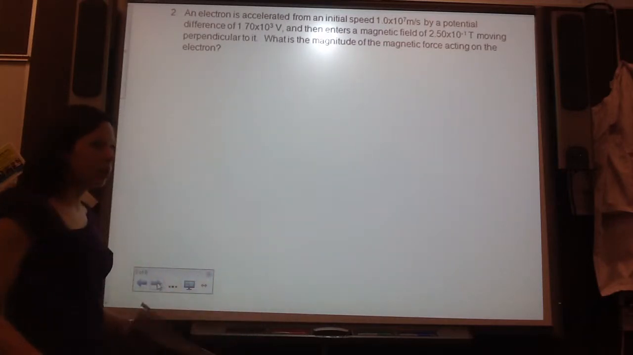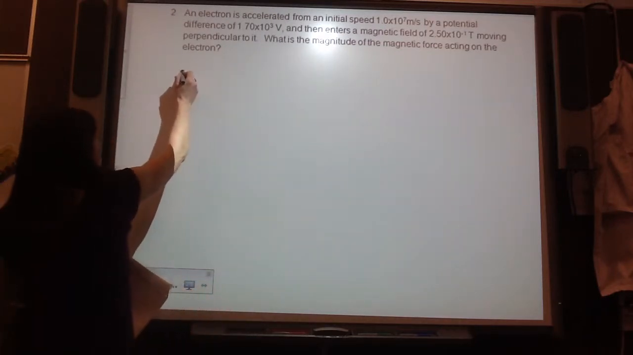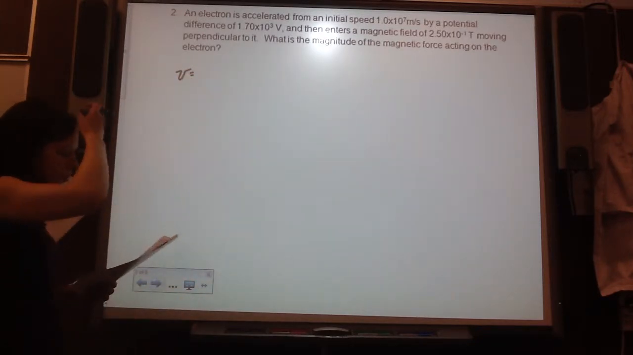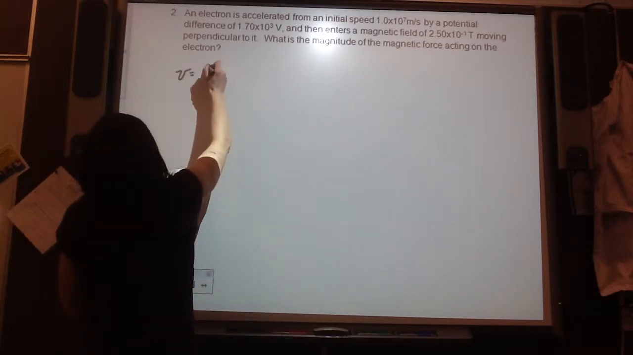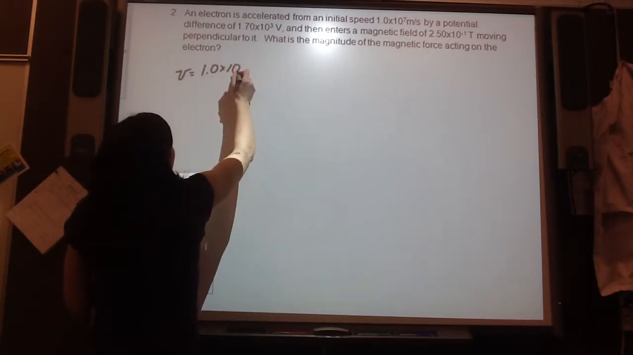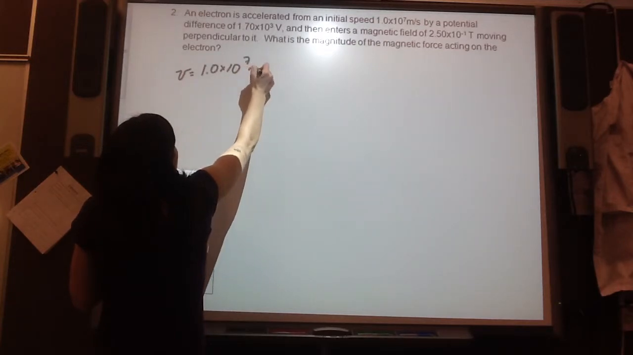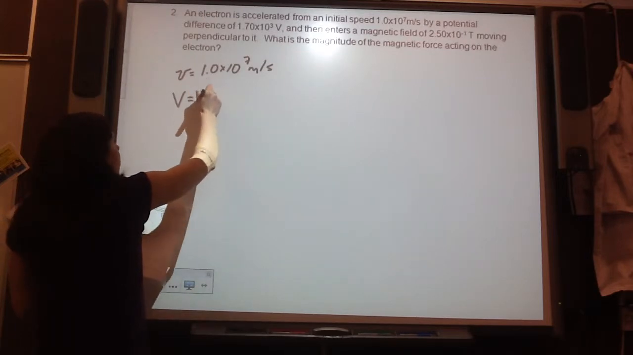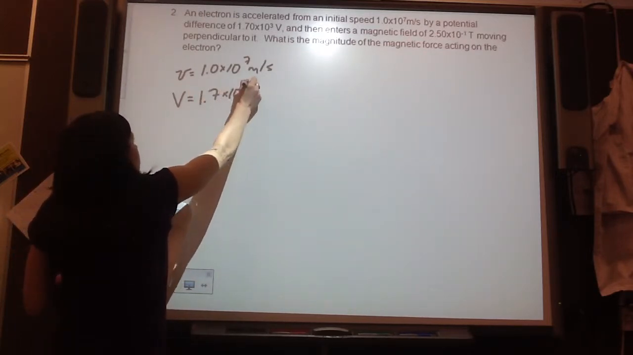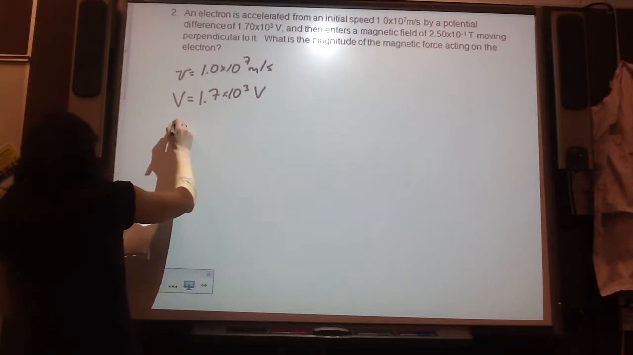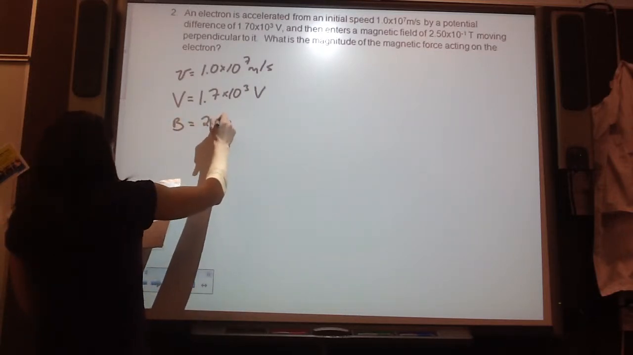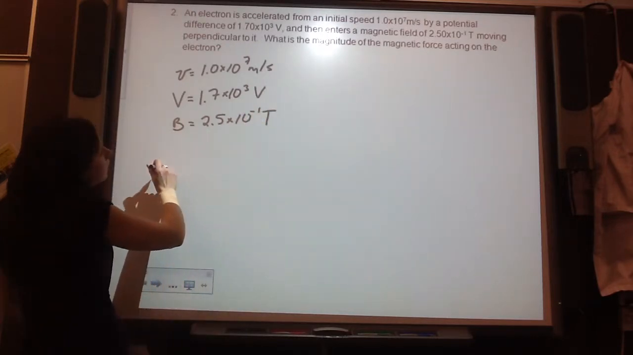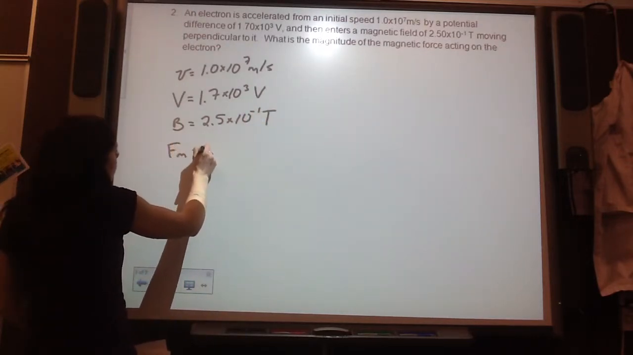So let's write down everything that we know. For this question, I like to make sure that my speed v looks different than my big V for volts, so I make my little v cursive so that it's a little bit different. And my magnetic field is B, 2.5 times 10 to the negative 1 Tesla. And I am looking for Fm.